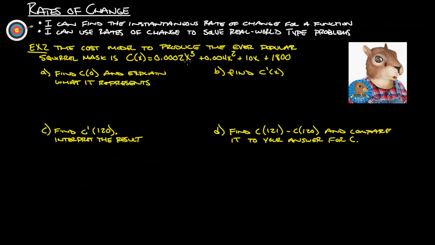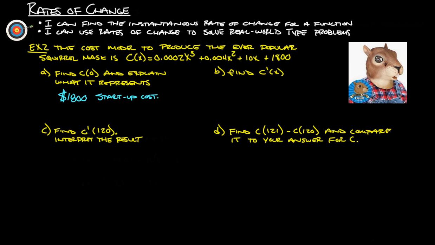So C of 0 basically means we're plugging in 0 for all the x's, right? So if you plug in 0 for all the x's, this is gone because anything times 0 is 0. That's gone. That's gone. We get $1,800. And then explain what it represents. $1,800 would be like your startup costs, to buy your machines and the paint and the materials and all that just to start up. So what C of 0 represents is, I would just say, startup cost. That's our simple way to describe that.